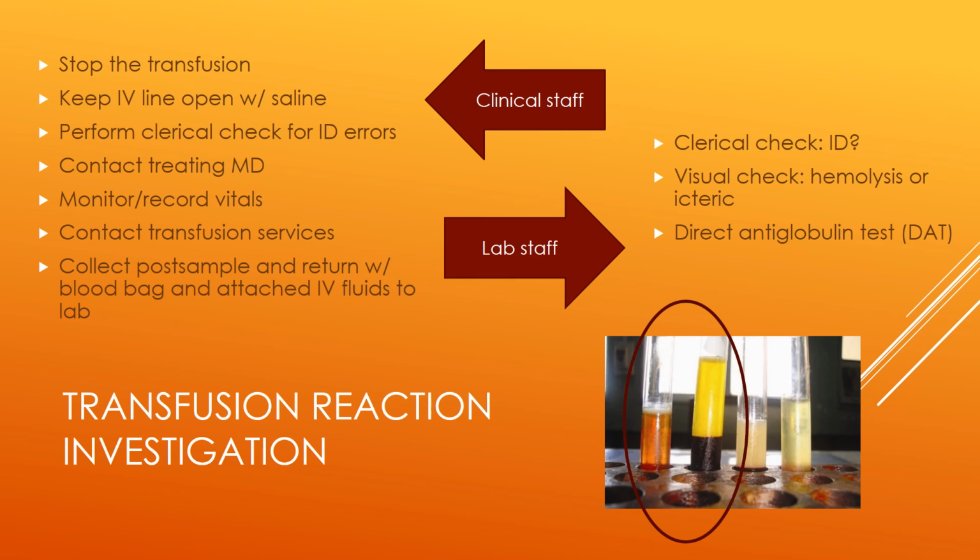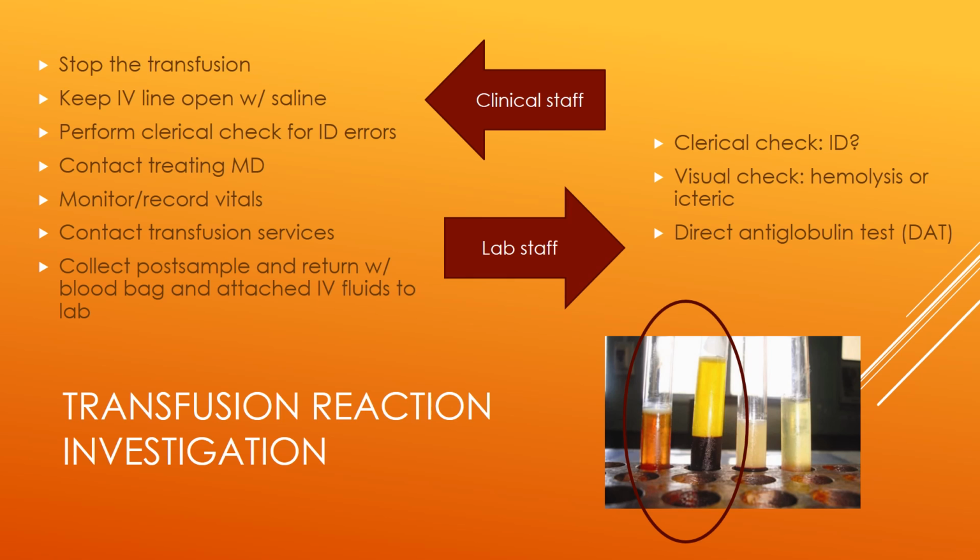The first thing that you're going to do is perform a clerical check for ID errors. Okay, so this is all the stuff that the clinical staff is doing. They have to contact the treating physician and monitor, obviously, the patient vitals. Make sure you're watching the temperature, blood pressure, pulse, all that stuff. We also want them to collect samples. Obviously not from the same exact site, but we want post-transfusion samples. And you're going to return that with the bag and the attached IV fluids to the laboratory.